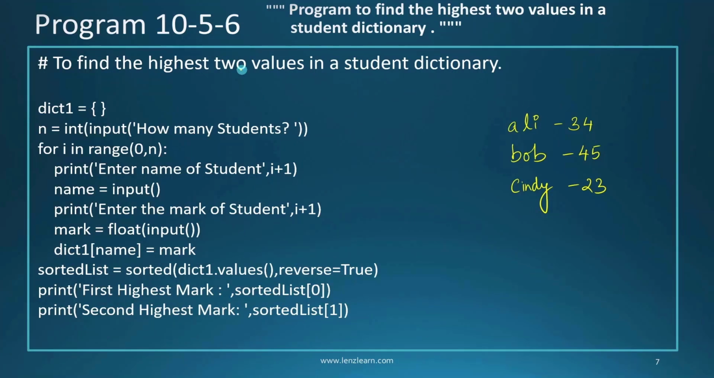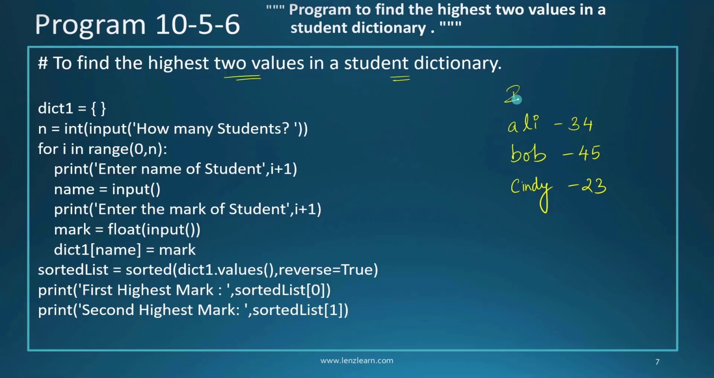In this program, we will try to find out the highest 2 values in a student dictionary. For example, if you have a student dictionary which stores all the student names and their corresponding marks, and if I ask a question like who is the first and the second rank inside this class, then this program can give you the result. It will find the highest mark and the next highest mark from the dictionary. So I have just written an example here.